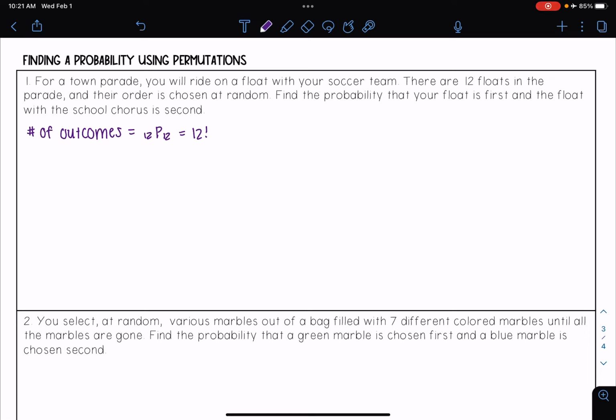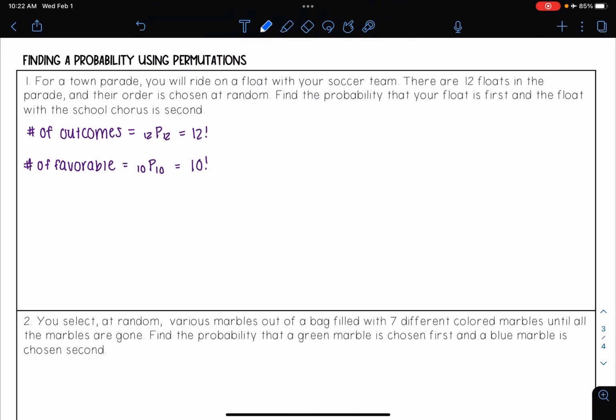And then we want to write the number of favorable outcomes. So remember, when we're finding probability, we divide the number of favorable outcomes by the total number of outcomes. The number of favorable outcomes is the number of permutations of the other floats, given that the soccer team is first and the chorus is second. If we're given that, we just need to choose a random order for the last 10 floats, because we have the first 2 chosen and we need to order the rest of the 10. And so that can be represented by 10P10, which is just 10 factorial.